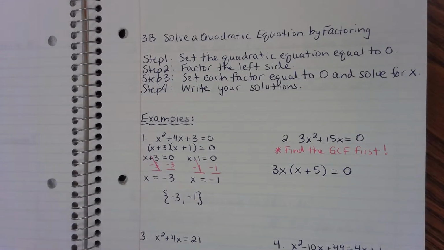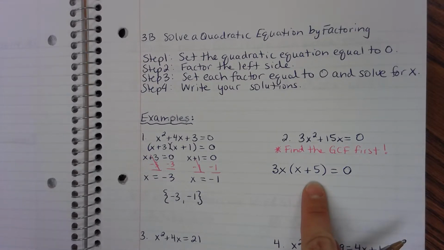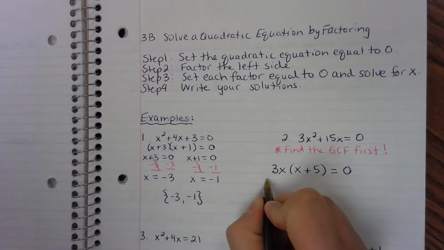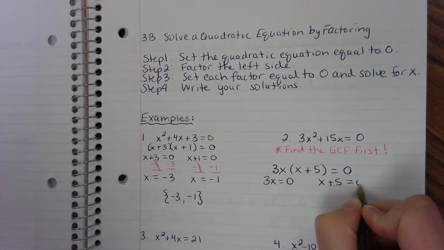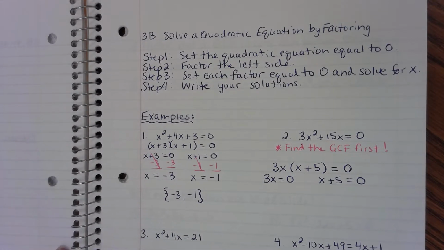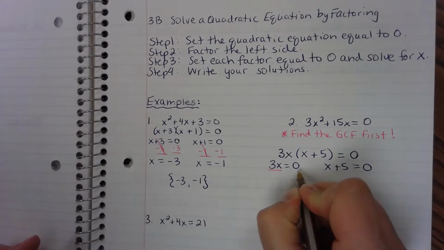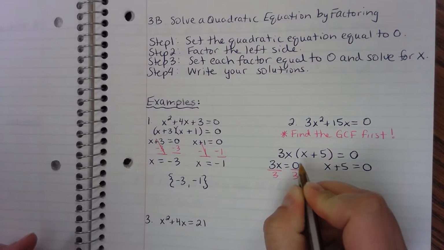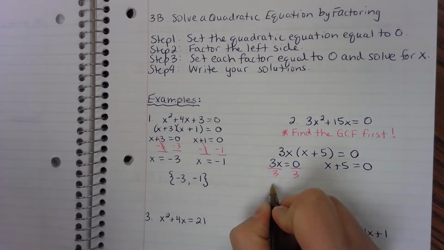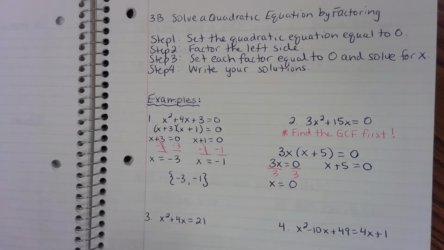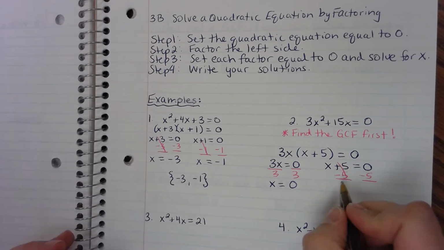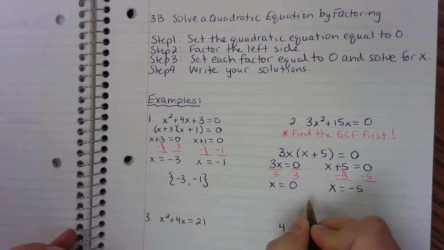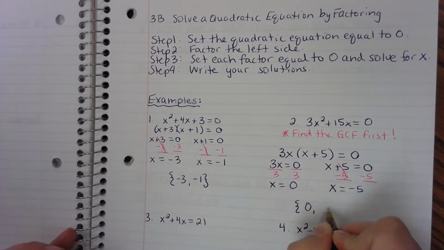Since everything is factored, we are going to do step 3, which is to set 3x equal to 0 and x plus 5 equal to 0. We want to do the opposite operation. So here we're going to divide everything by 3. And 0 divided by any number is still 0. On x plus 5, we're going to subtract 5, which is going to leave us with x equals a negative 5. So my solution here is x is equal to 0 and x is equal to a negative 5.